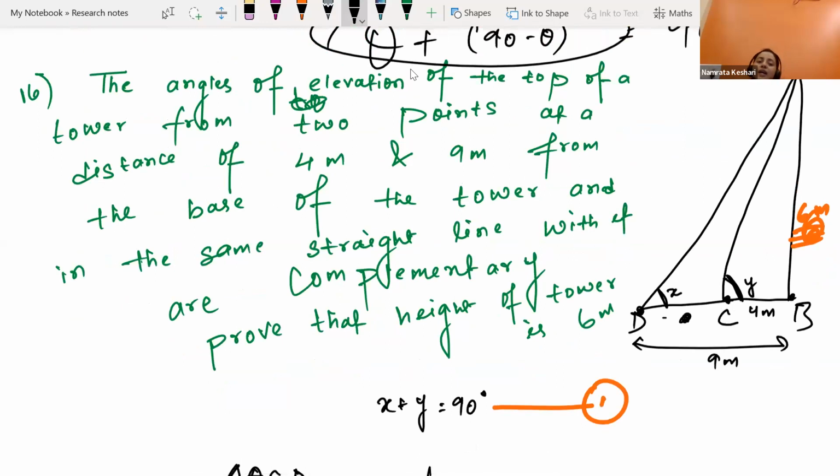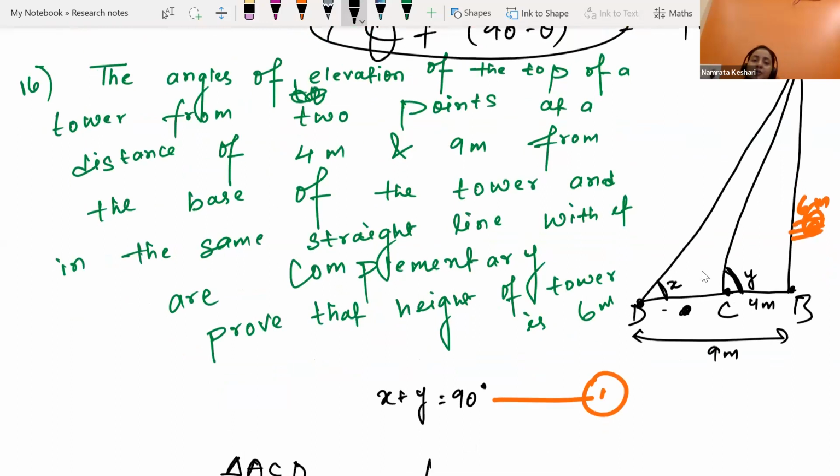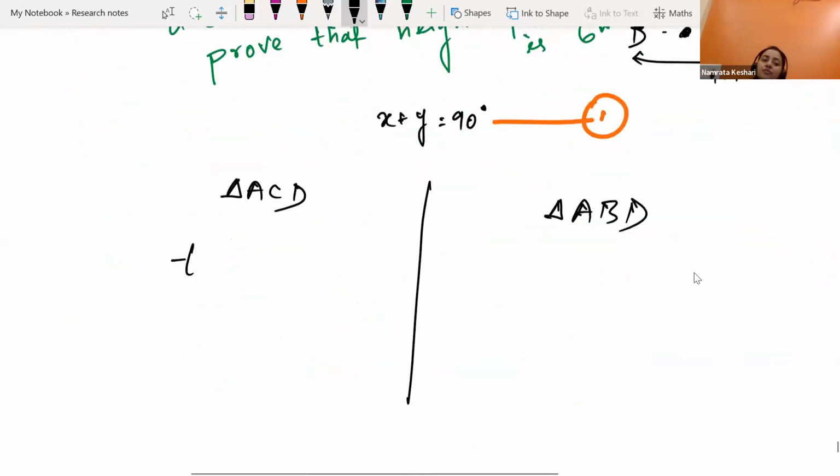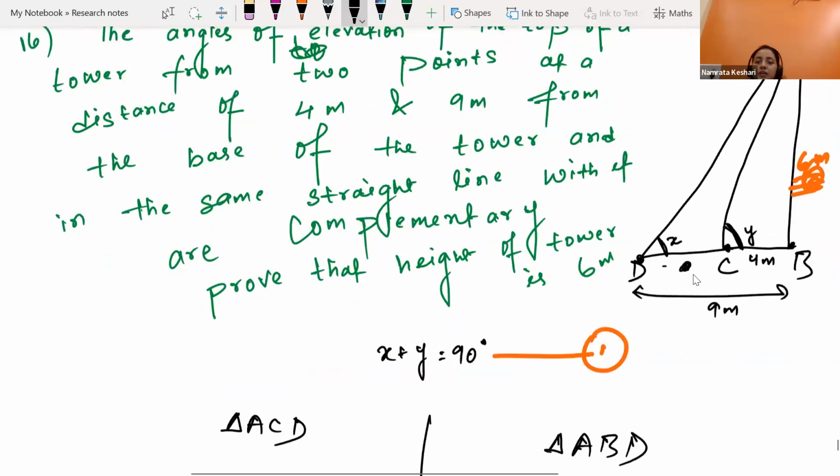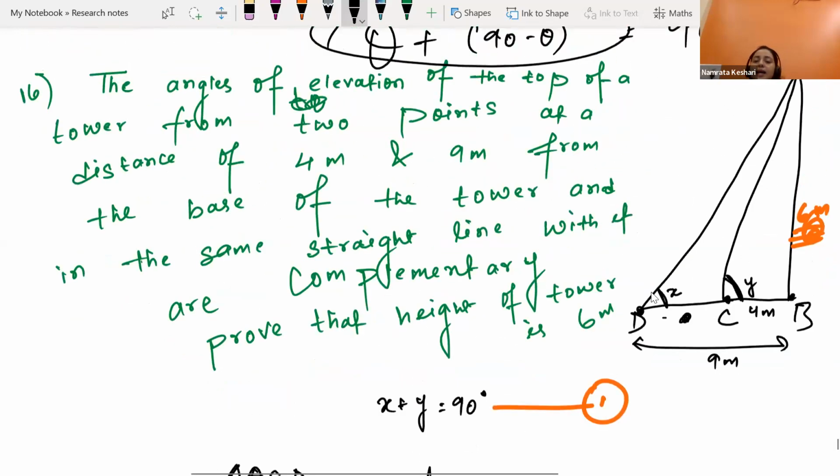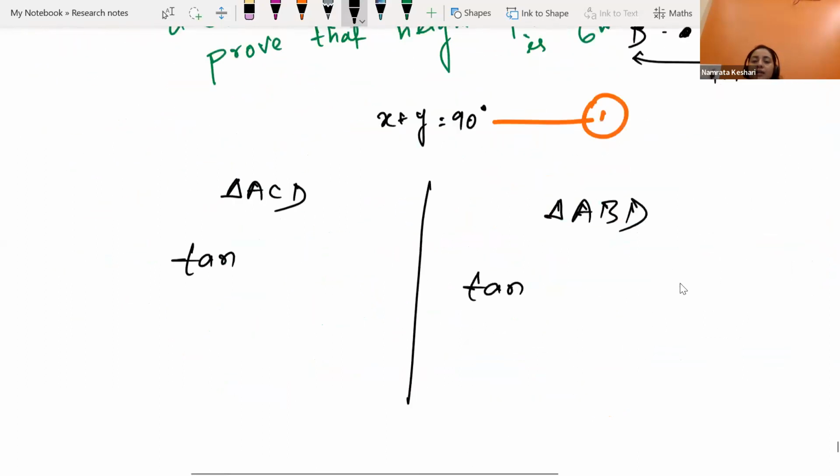Again, tan we will be taking, because we are going to talk about the base and the height only. So tan of which one is x, which one is y. For ABD, the complete angle, we will be taking x, tan x, and this one will be tan y.